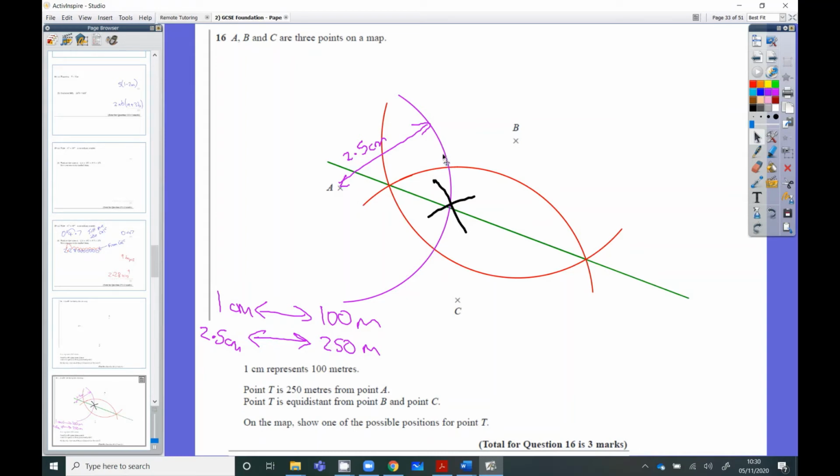Now point T is both those things. It is both on the purple arc and on the green line. So T must be where X marks the spot where those two cross. That is one of the possible positions for T. Out of interest, the other possible position for T would be if I completed this circle all the way round, where the green line crossed that circle again. So you could do that one if the paper that you were supplied with allowed.